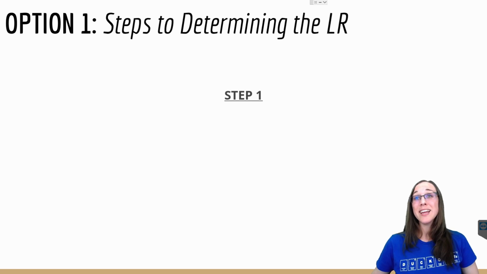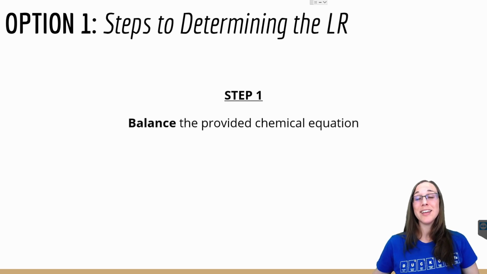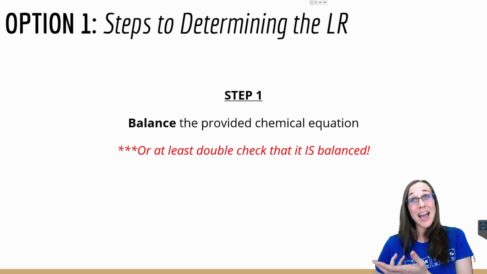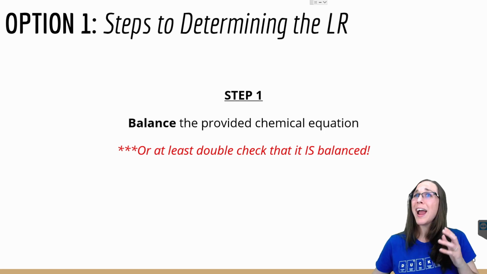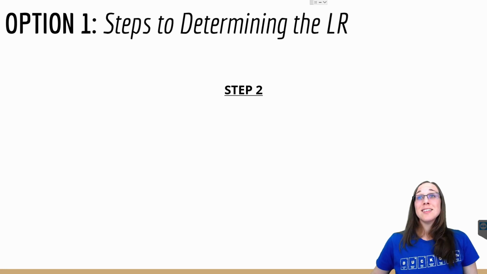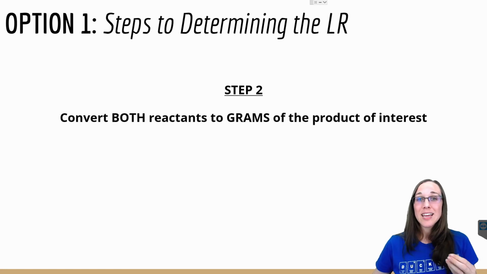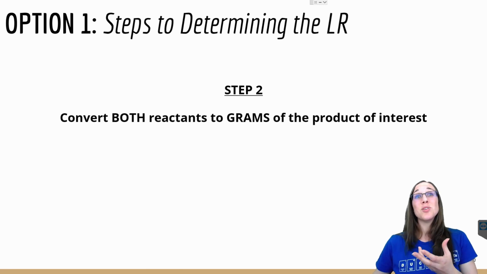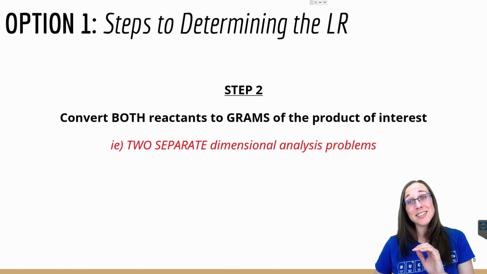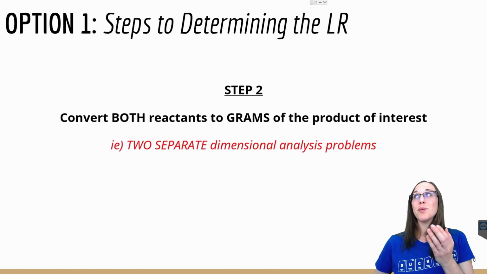So step 1 is to, of course, balance the provided chemical equation. Or if none is provided and you only have words, write it into the actual format, then balance it, or at least double check that the given equation is balanced before you proceed. That would be step 1 of option 1. Step 2 for option 1. In these types of questions, you'll be given at least 2 reactants and you'll be asked to calculate how much product could be made. So you're going to convert both of the reactants on 2 separate dimensional analysis problems into the grams of the product of interest.